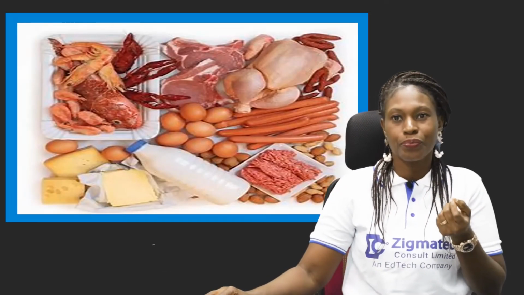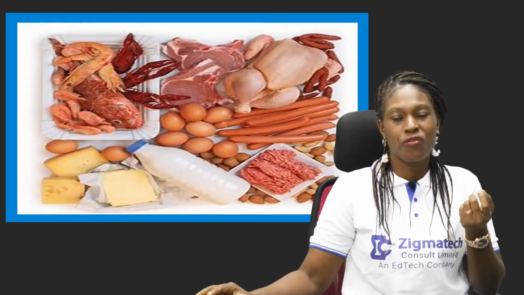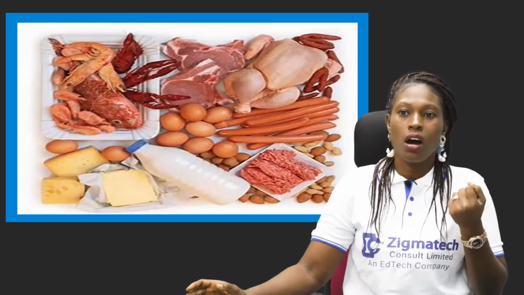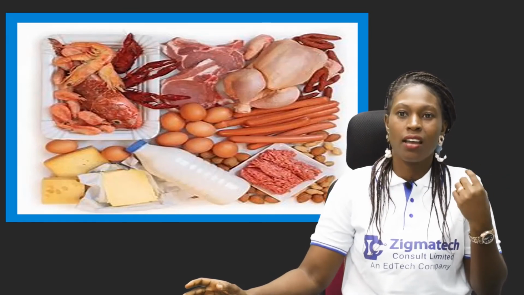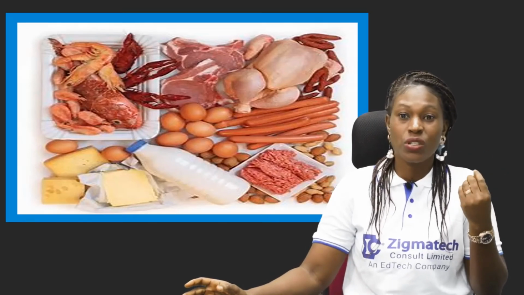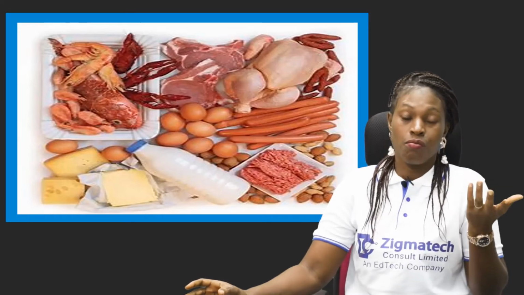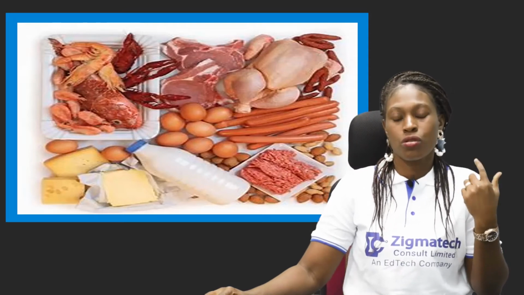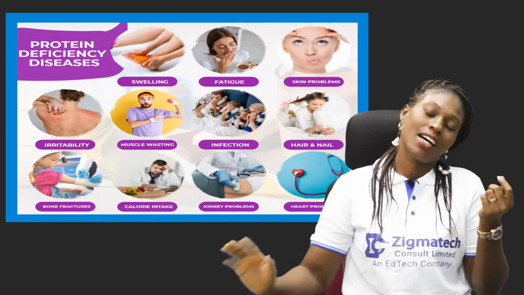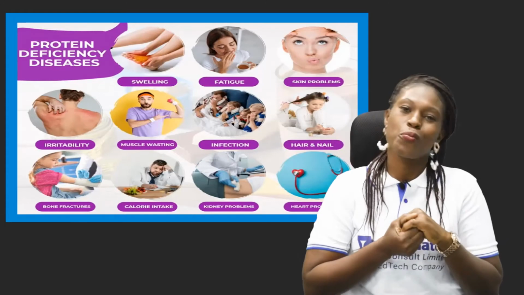Now for protein. Now, sources of protein. You find protein foods in legumes, your egg, your prawns, chicken. When you take beef, meats, and fish, you find your proteins in these foods. And then what is the deficiency when you do not take protein?